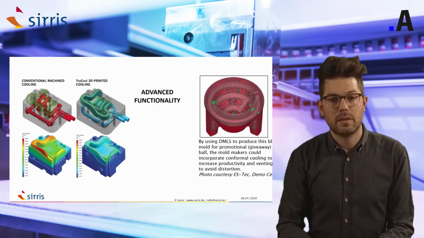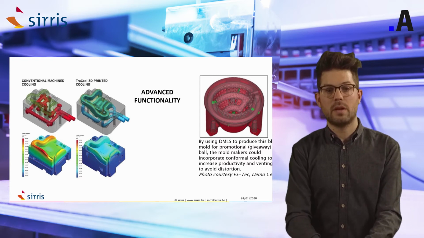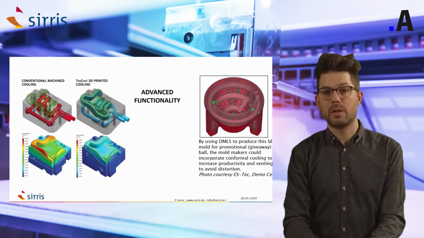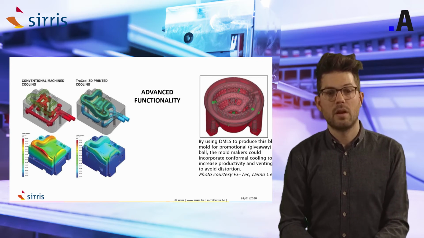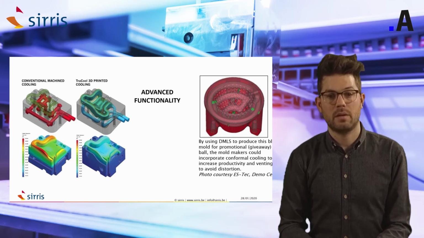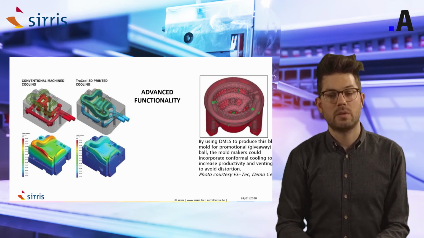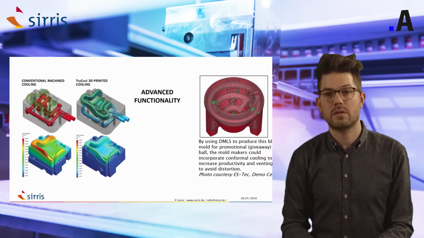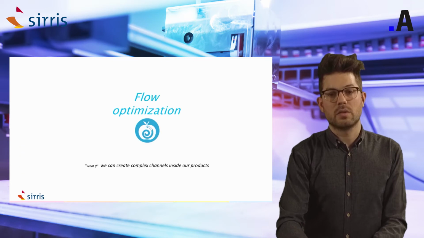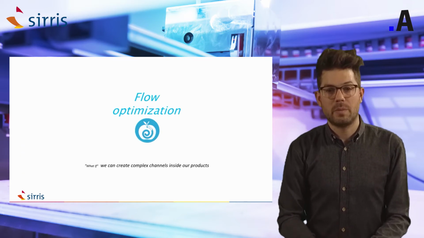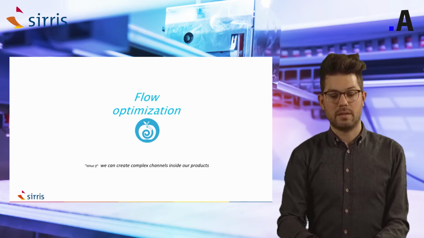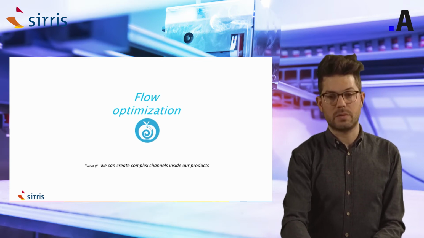Another example is an injection mold. By using internal channels which are printed inside of the mold, we can have much more efficient cooling of the mold, which will result in a much faster injection molding process. So the big driver here is flow optimization. What if we can create complex channels inside our products?